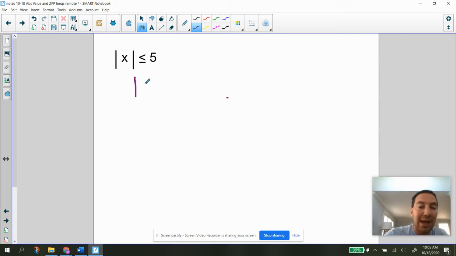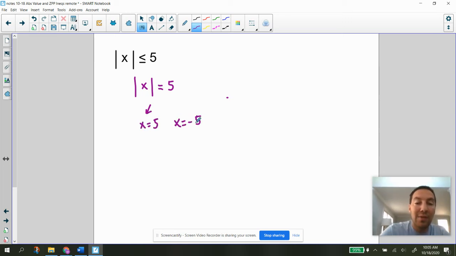Well, let's just make that into an equation. Absolute value of x equals 5. So x could equal 5, or x could equal negative 5. I'm going to throw those numbers on a number line. We've got 5. We've got negative 5. And it's filled in now because it's less than or equal to. So these are part of our solution.